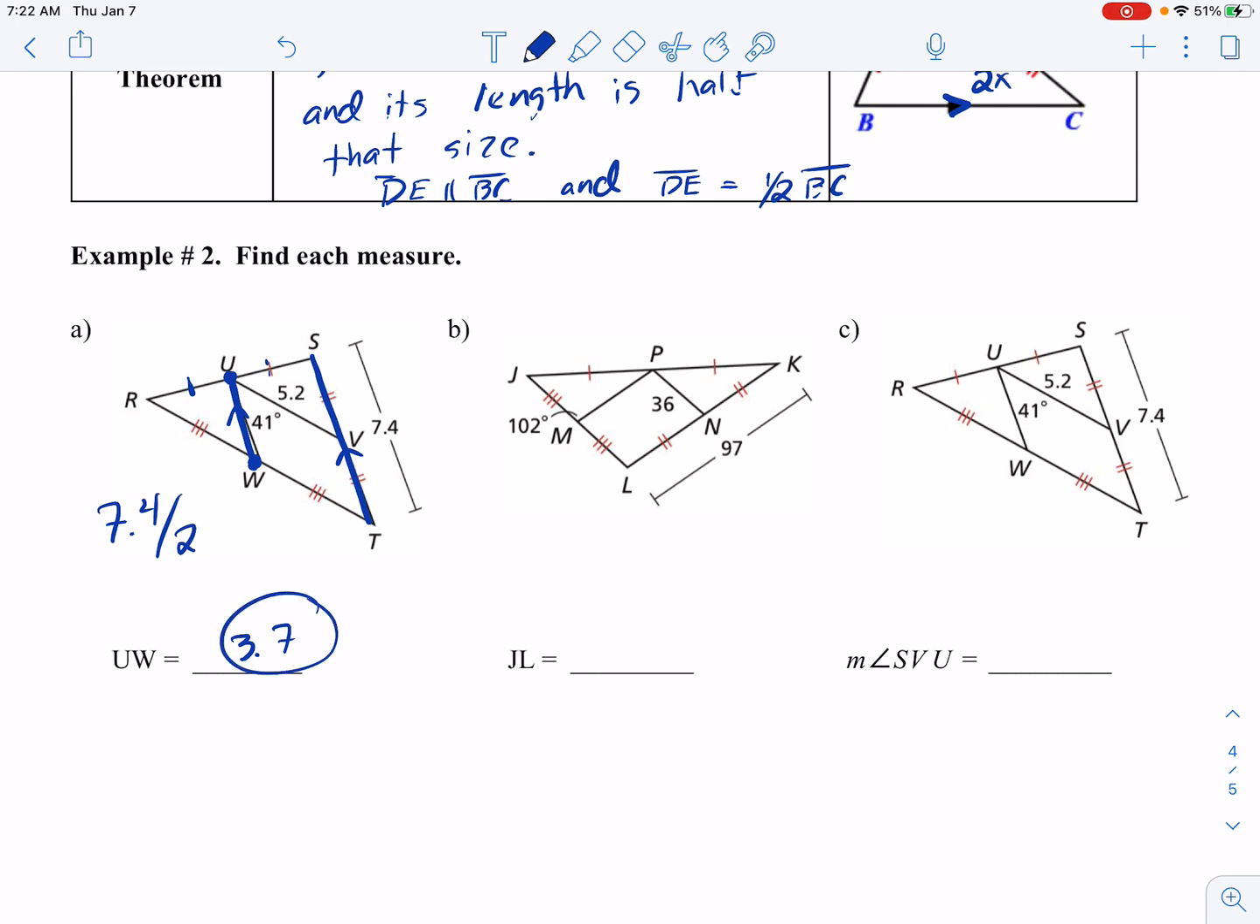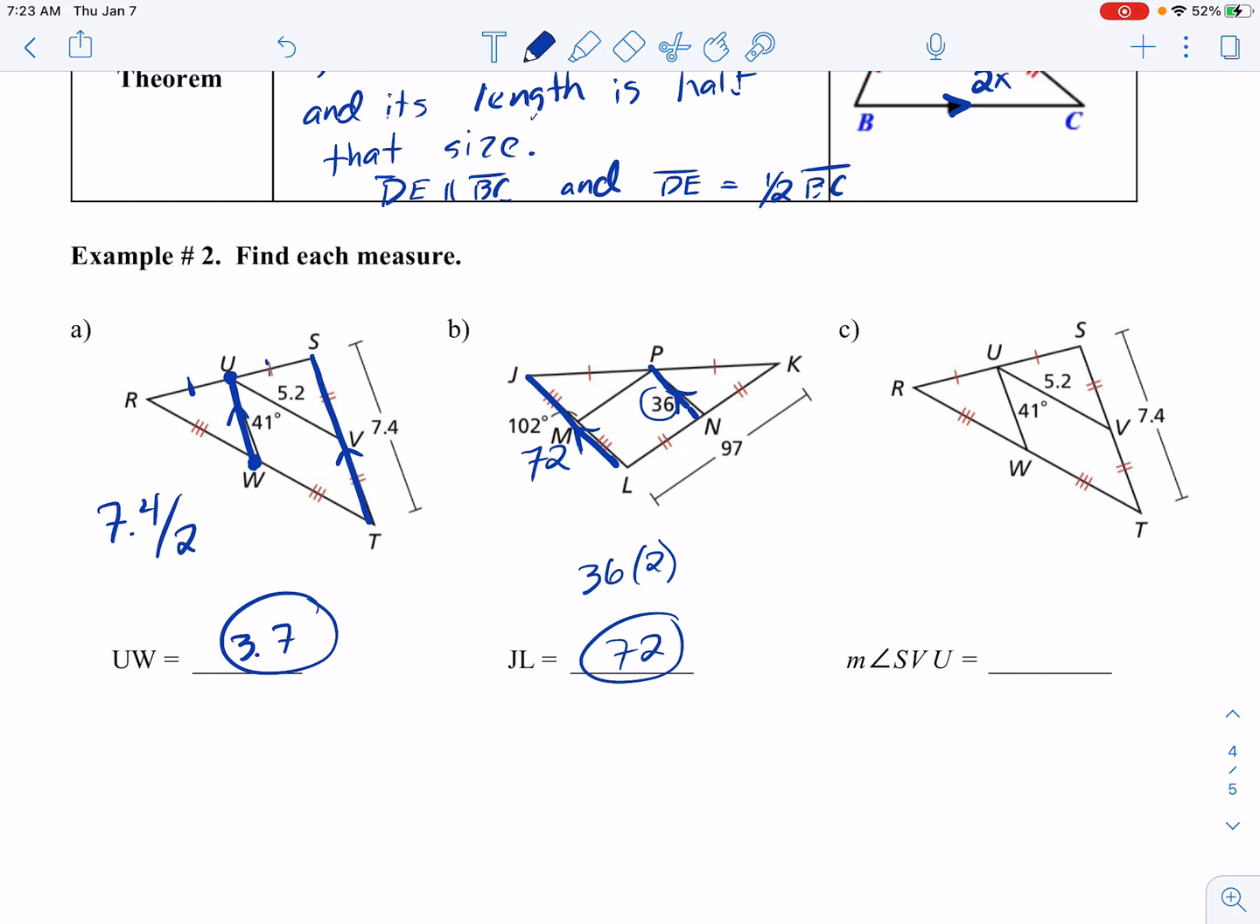Let's try B, the length of JL. So JL is not a midsegment. JL is the length of a side of this triangle. But PN is a midsegment, and PN has a length of 36, which means the side that it's parallel with would have to be double that midsegment's length. So 36 times 2 to get us a length of 72 for JL. 72. Okay, go ahead and try and find C.